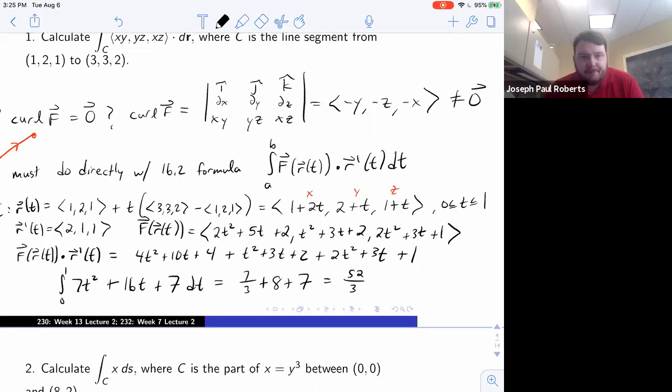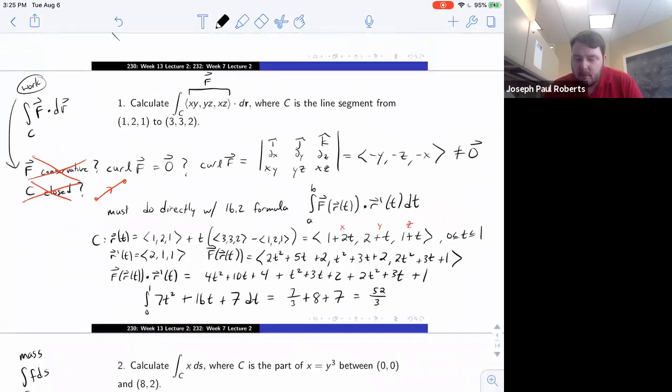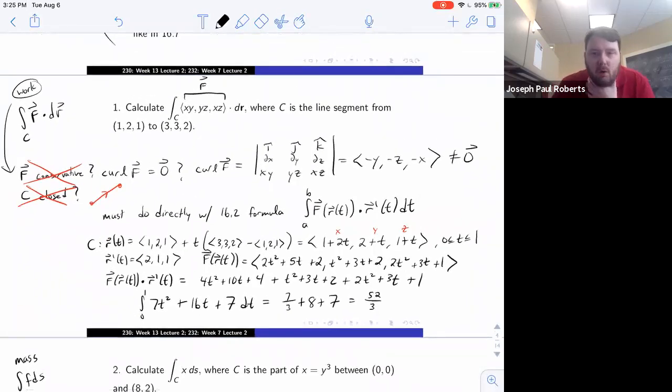Okay, so anyway, let's rewind. We first saw that it was a work, F dot dr, line integral. So we were looking for either a conservative vector field or a closed curve. We had neither. So then we use our F of r of t dot r prime of t formula and go from there. Being careful to correctly do our dot product and everything like that.